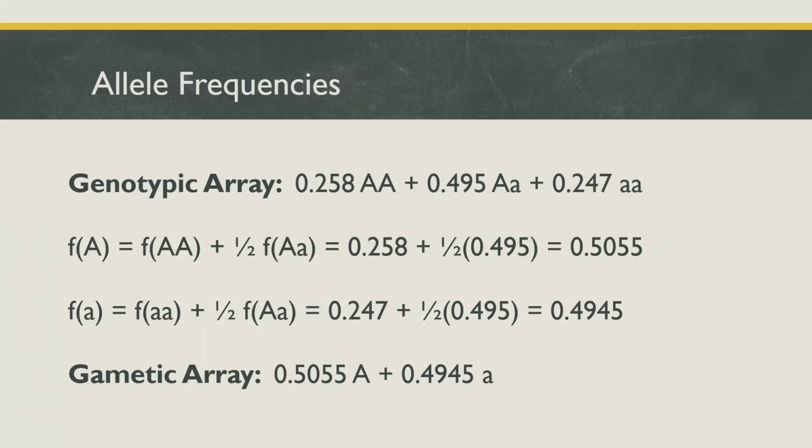We can calculate our allele frequencies from our genotypic frequencies. We take all of our big A, big A frequency and add it to half of our big A, little a frequency, and end up with a big A allele frequency of 0.5055. We then take all of our little a, little a frequency and add it to half of our big A, little a frequency to end up with a little a allele frequency of 0.4945. So to recap, we went from a big A allele frequency of 0.44 before selection to a frequency of 0.5055 after selection, and a little a frequency of 0.56 before selection to a frequency of 0.4945 after selection.